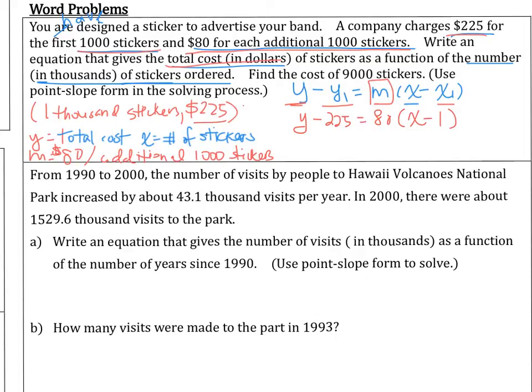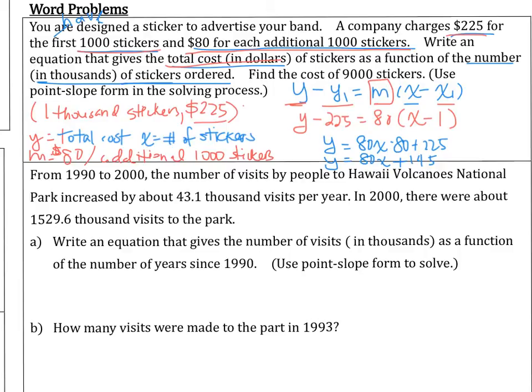Now we're going to continue to simplify this. y would equal 80x minus 80 plus 225. So y would equal 80x plus 145.